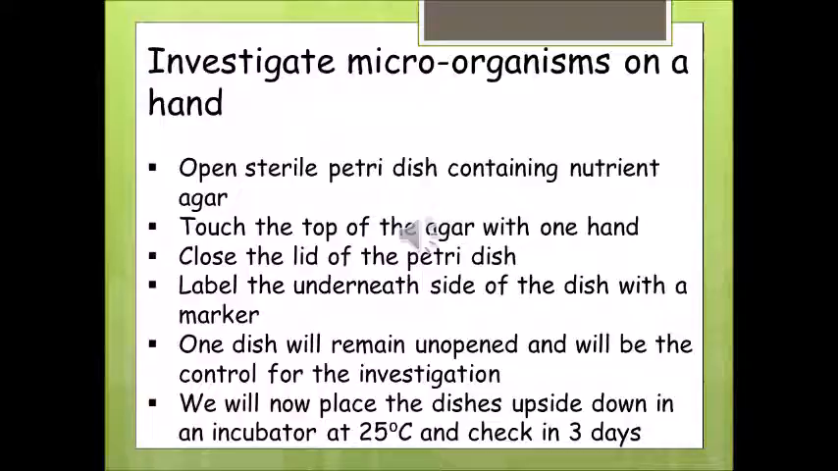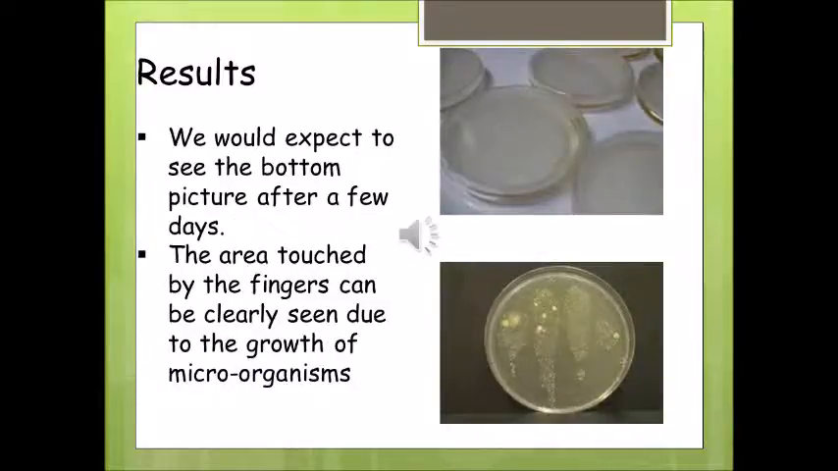We will now place all of the dishes upside down in an incubator at 25 degrees Celsius and we will check the results in 3 days. The results of the investigation. The Petri dish went into the incubator looking like the top picture. After a few days, when we check it, we would expect to see something similar to the bottom picture. The area touched by the fingers can be clearly seen due to the growth of microorganisms.